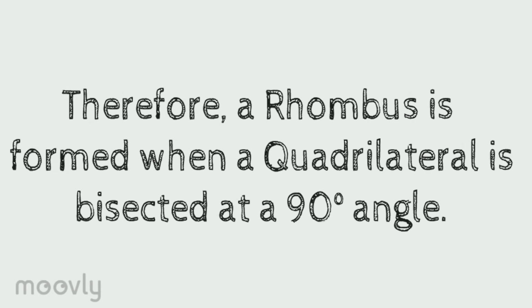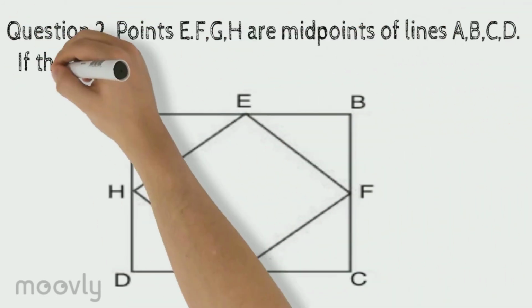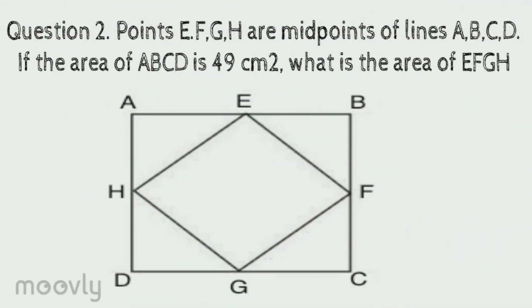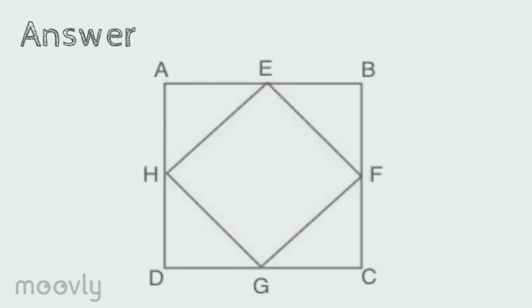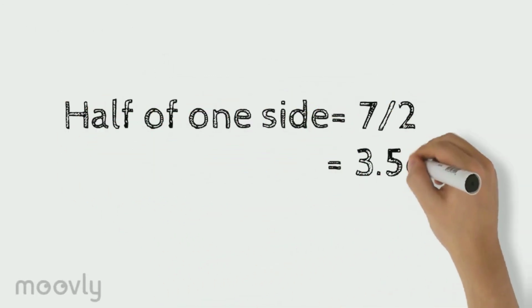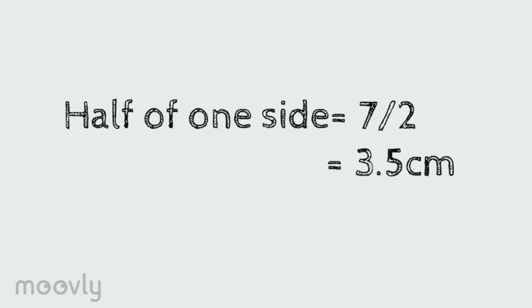Question 2. Points E, F, G, and H are midpoints of ABCD. So if the area of ABCD is 49 centimeters squared, what is the area of EFGH? Since the shape is a square, we know that all the sides are equal. So we're going to find the square root of the area to determine the length of one side. 7 centimeters is the length of one side. Now since we want to find the length of each of the triangles, we're going to divide 7 by 2 since that's the midpoint. This equals 3.5, and now we can use that to find the area.